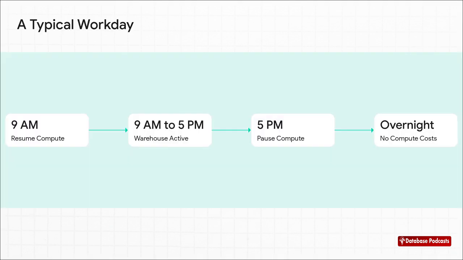Let's just walk through a really practical example. Think about a normal workday. At 9 a.m., you can have the system automatically fire up the compute resources. Your team does their thing all day, running reports, loading data. Then, at 5 p.m., poof, you automatically pause it. So all night and all weekend, you're not paying for that expensive compute power at all. Just this one simple habit of pausing and resuming can save you an absolute ton of money.